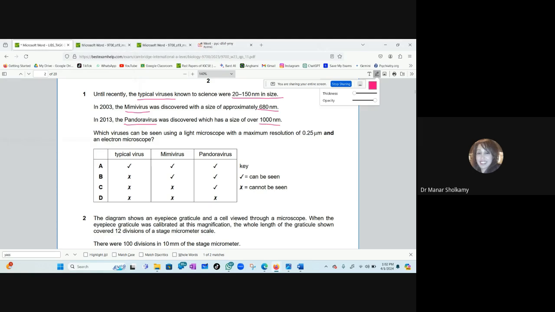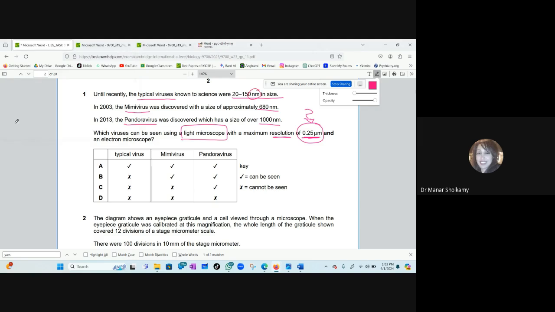Which viruses can be seen using a light microscope with a maximum resolution of 0.25 micrometers and an electron microscope? Now, can someone remind me what resolution is? It's the ability to distinguish between 2 points. Very good. Now, if the size of the virus we are looking at is smaller than the resolution of the microscope, will we be able to see it? No. Very good.